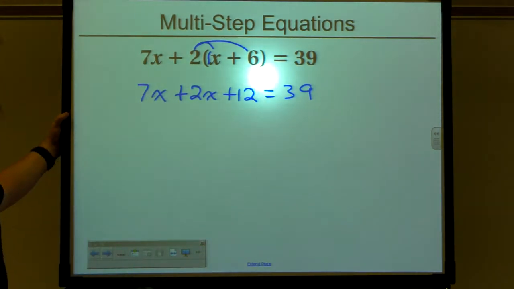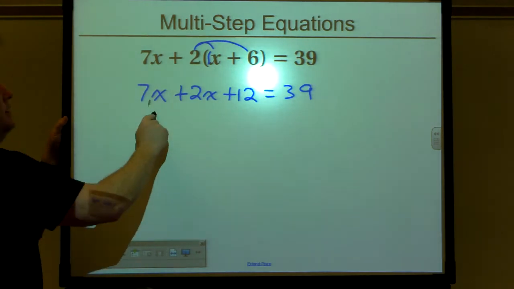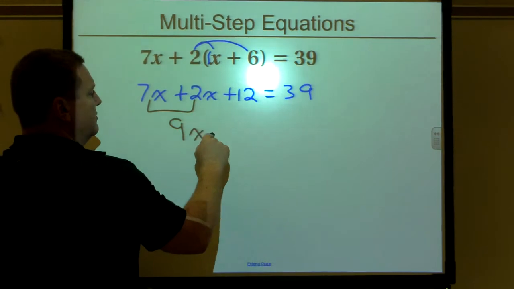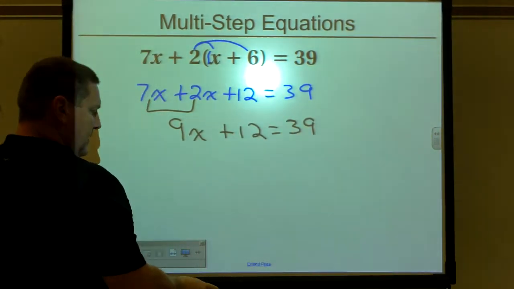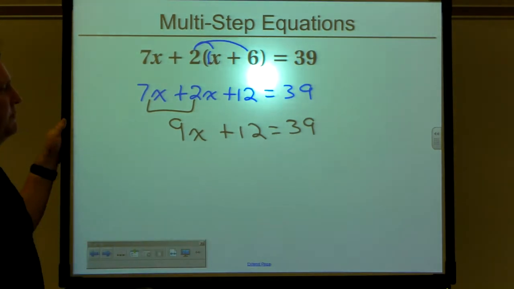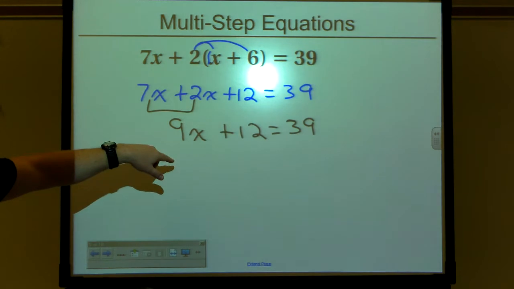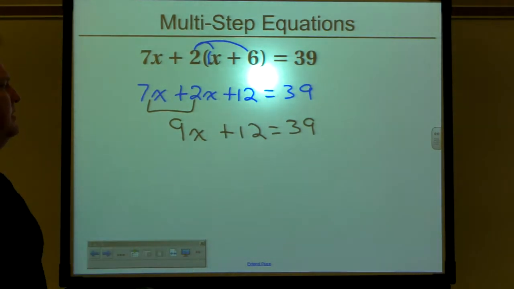Now I'm still on step 1, so I'm going to combine some like terms since I've distributed. Now I have a 7x plus 2x, which gives me 9x's. Bring down the rest of the problem. And now that I've simplified as much as I can, I skip step 2, go to step 3, and then I do reverse PEMDAS to solve for x.